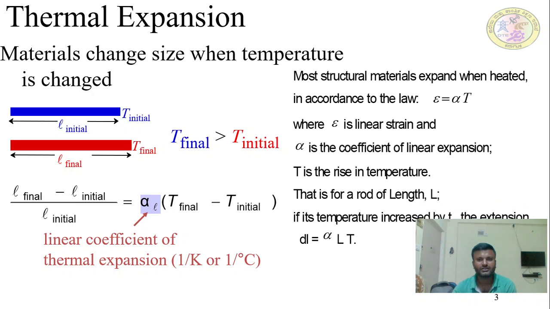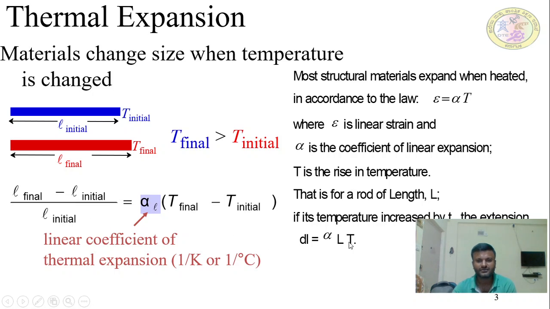Next, most structural materials expand when heated, in accordance with the thermodynamics law. So strain is equal to alpha T, where strain is linear strain, alpha is the coefficient of linear expansion, and T is the rising temperature. For a rod of length L, if the temperature increases by T, the extension delta L, the change in length, is equal to alpha L T.